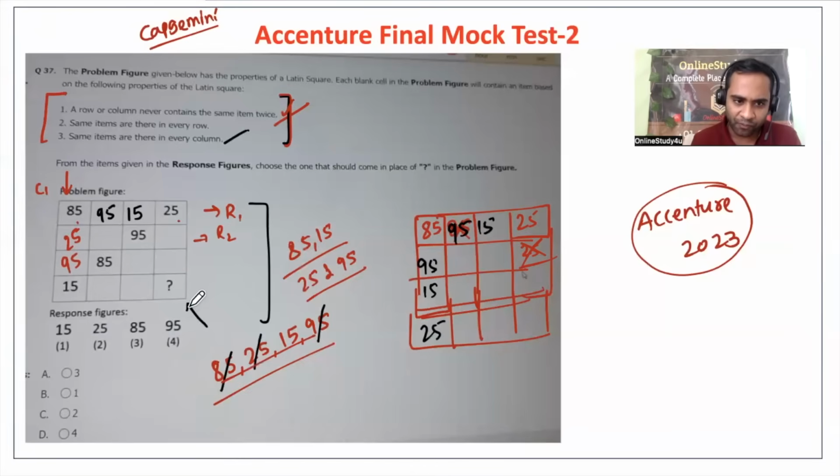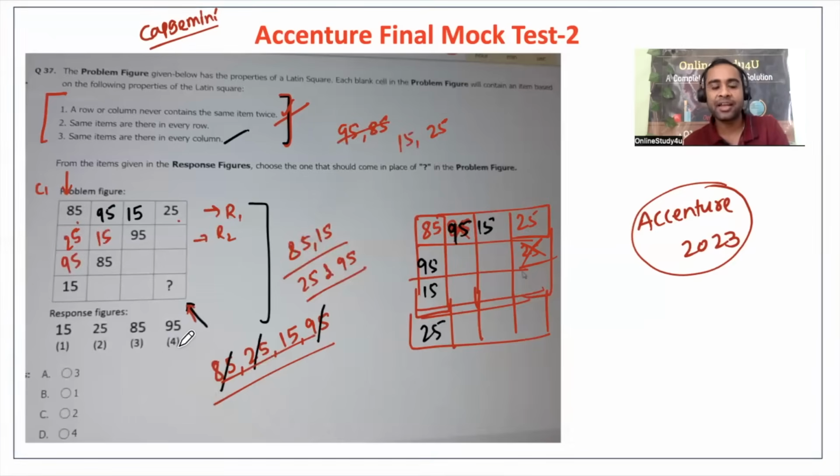Basically we have to find this out, but for that we have to fill other columns also, so that it will be easy for us to trace. Now the second column: 95 is there and 85 is there, so we have two options, 15 and 25. Definitely I cannot put 25 here, because it will become the same in row 2. So I have to put 15 here, and then it will be 25.